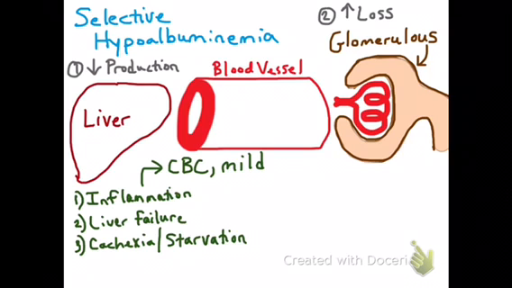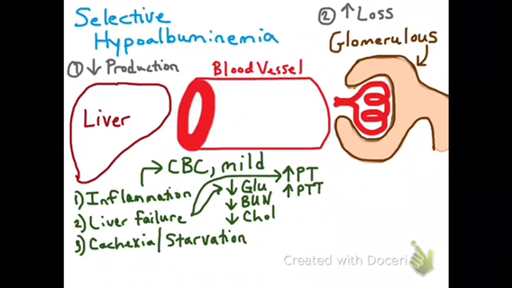To identify liver failure, we're going to look for other things that the liver makes. So on the chemistry panel, we're going to look for hypoglycemia, decreased BUN, and hypocholesterolemia. And we can also look for prolongation of the coagulation times, PT and PTT.